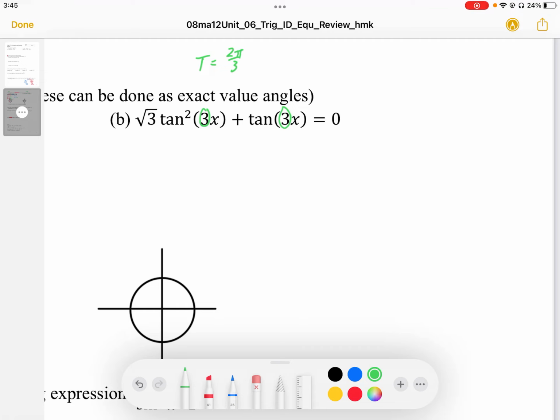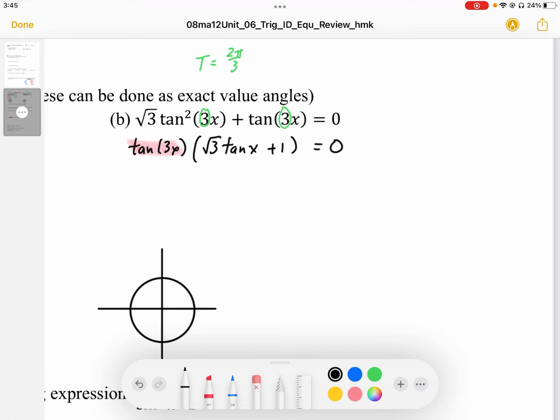And that's important. I'm going to make sure I've written that down because I'm going to need to use that when I do my repetitions for my solutions. So this is, again, a quadratic, so I need to factor this. I'm going to factor out the common factor of tan. And what I'm left with then is root 3 tan 3x plus 1. And again, since it's equal to 0, I can solve these two pieces independently.